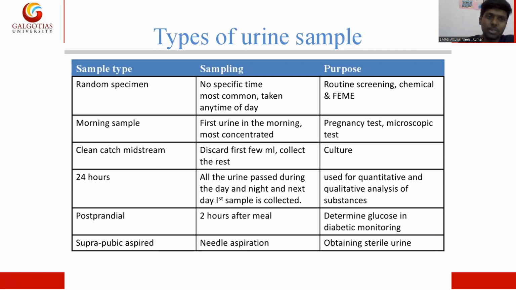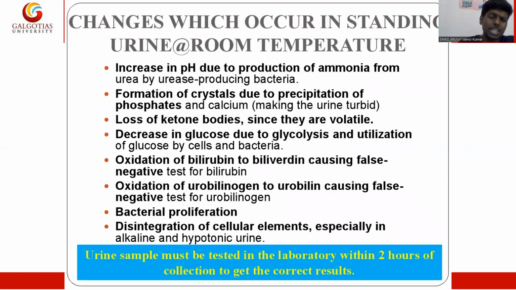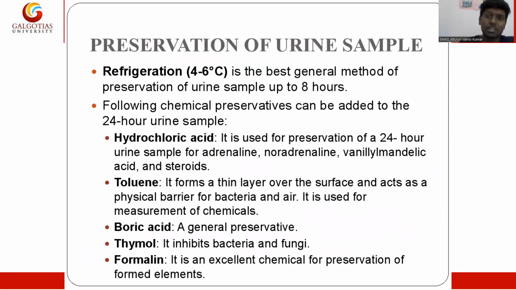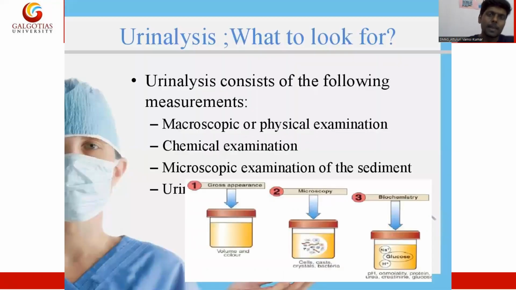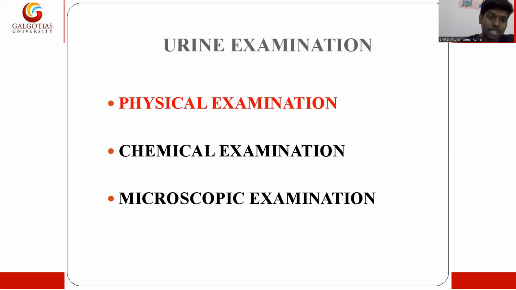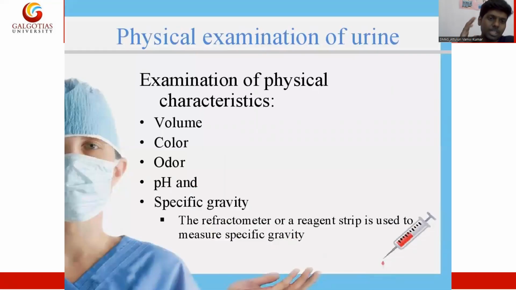There are many types of urine samples: random, morning, clinical, and 24-hour samples. Then we discussed the changes of urine upon keeping it at room temperature, and the preservation of urine. Urine can be preserved by refrigeration, HCl, toluene, boric acid, thymol, and formalin. Urine examination can be done in three phases: physical, chemical, and microscopic examination. Physical means things we see with the naked eye, such as volume, color, odor, pH, and specific gravity.